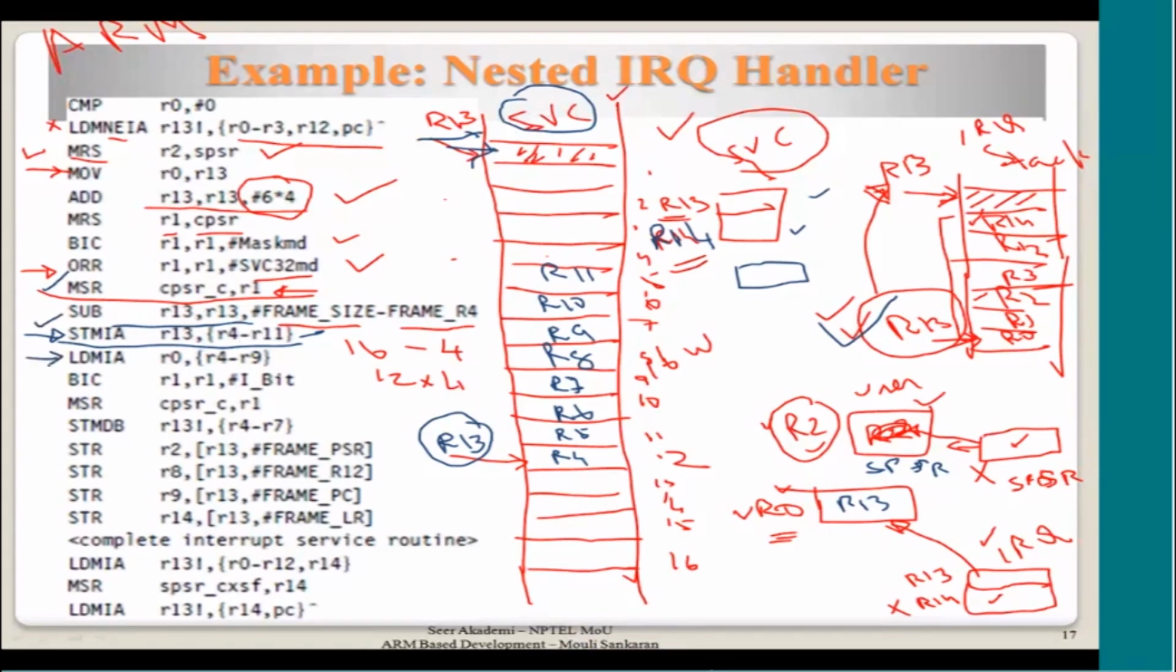Now let us go to another instruction. LDMIA R0, R4 to R9. I need some more space. Let me create it here. One second, I have to be very careful. Eraser. I'll create some space here.